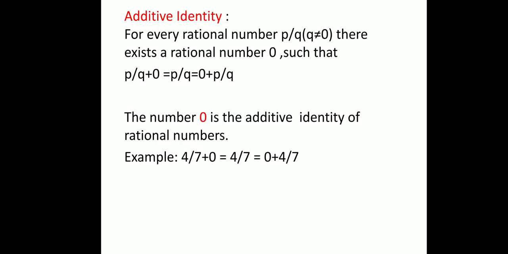Now, coming to additive identity. What do you mean by additive identity? For a rational number p by q, again q should not be equal to 0, there exists a rational number 0 such that if I add 0 to any particular rational number, the answer comes out to be the same rational number. It is quite obvious, and you have studied in previous classes also. If I am adding any number to 0, the result will be the same number. Same is the case with the rational number. So, we can say that number 0 is the additive identity of rational numbers. So, 4 by 7 plus 0 will give you 4 by 7.